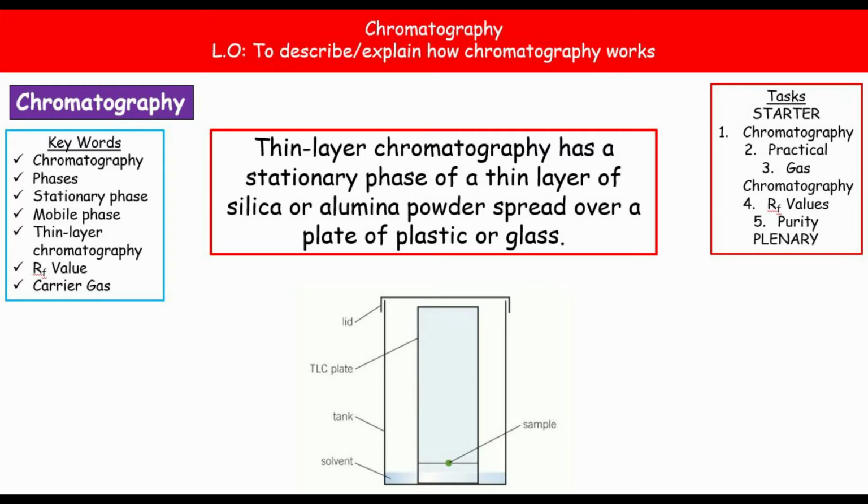And then what we're going to do is place our sample onto the powder. We then place the plate into our solvent, as you can see in the diagram there, and it moves up just like we saw on the filter paper. So a similar process, but using a different stationary phase here.